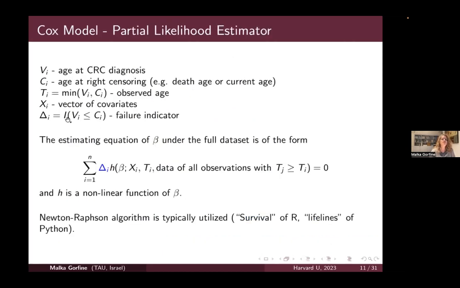So again, this is the notation that I introduced earlier. And the estimating equation based on the partial likelihood estimator, based on the full data before doing any subsampling, can be written in this way, where we have the summation over all the observations. We have here the event indicator, and the function h is a function of beta and of the vector of covariates and the observed time of all the observations that are still at risk at the observed event time of subject i. h is a nonlinear function of beta, and usually the Newton-Raphson algorithm is utilized, for example, in the survival package of R or the lifelines of Python.